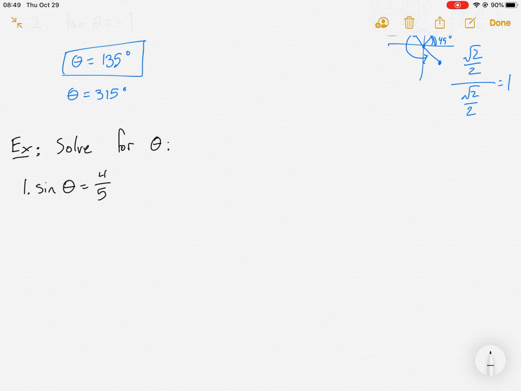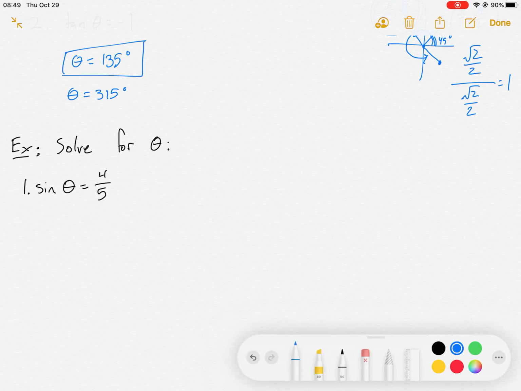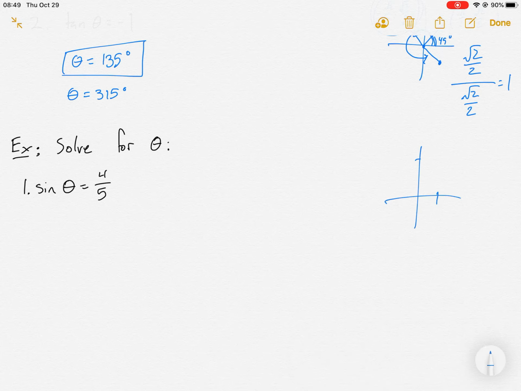Now, this one's a bit trickier because it's not on a unit circle. You could probably estimate, so you could actually sketch a rough graph of a unit circle, and you might say, well, 4/5 is here, and so you could say, oh, I think I know what that angle is, but you wouldn't know for sure. So here's what we're actually going to do.